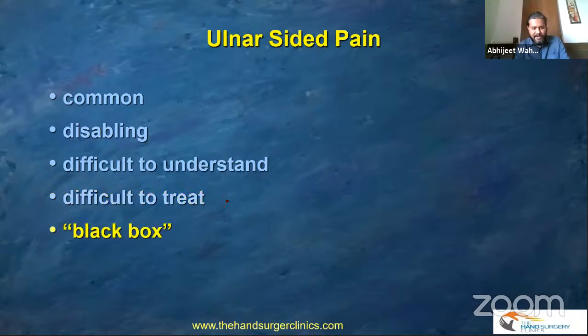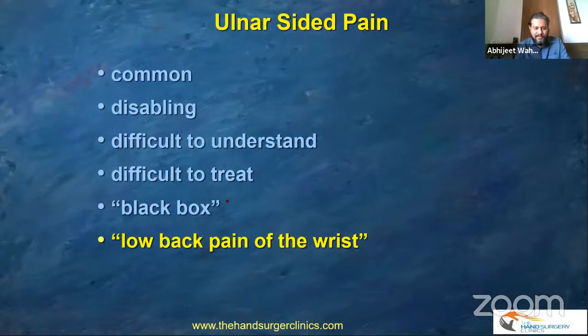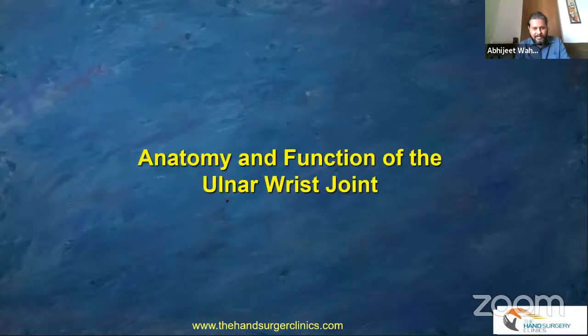It is difficult to treat. It is often referred to as the black box of the wrist joint, and also has been called the low backache of the wrist joint. So it is very common, disabling, difficult to understand, and difficult to treat. And all of this poses challenges in our clinical practice.